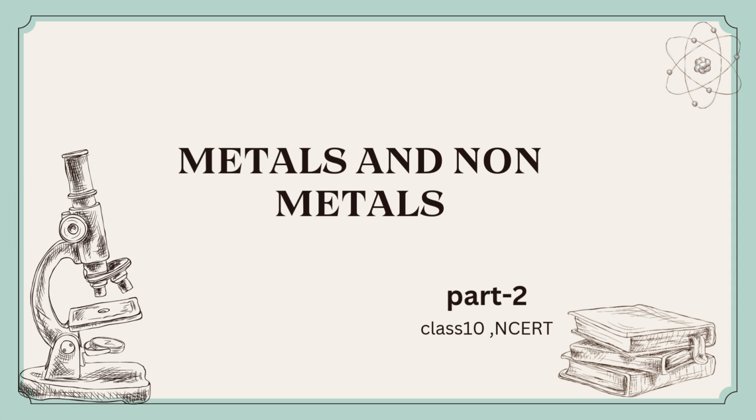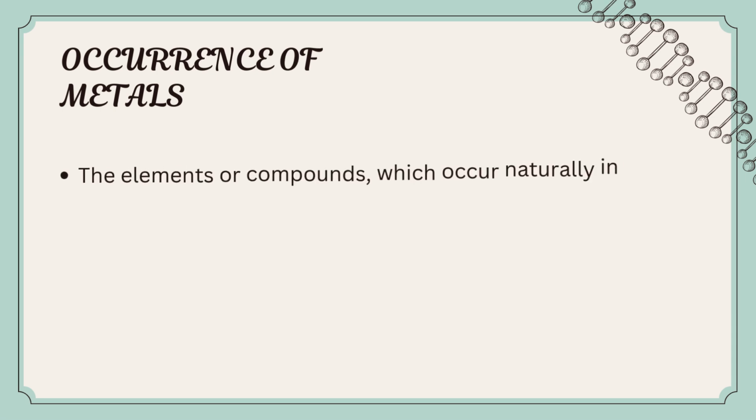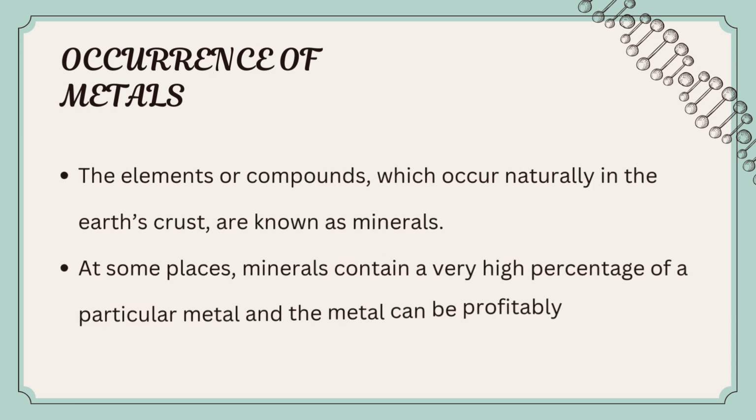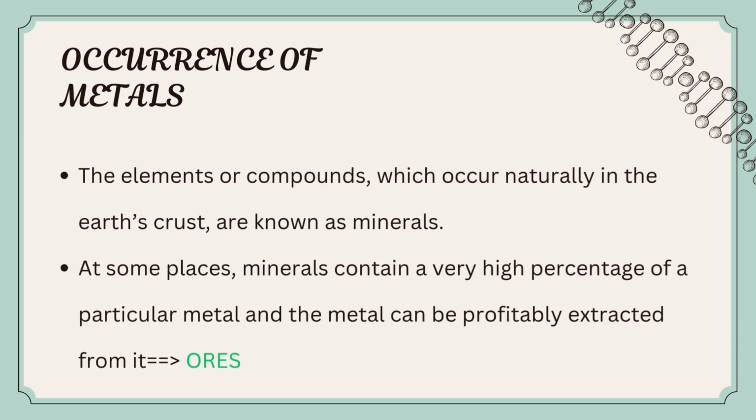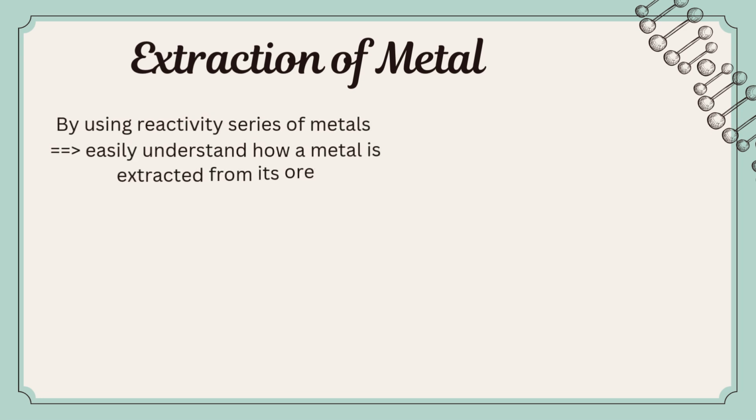Let's discuss metals and non-metals, part 2, class 10 NCERT. Our first topic is occurrence of metals. The elements or compounds which occur naturally in the earth's crust are known as minerals. At some places, the minerals contain a very high percentage of the particular metal, and the metal can be profitably extracted from its ores.